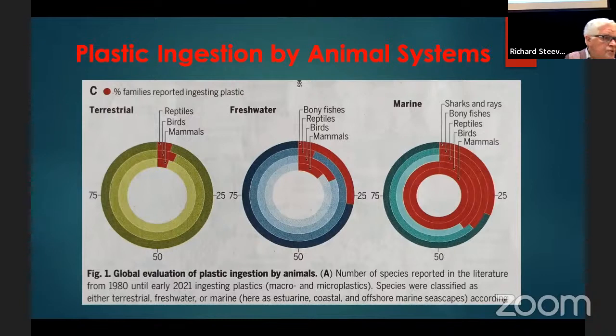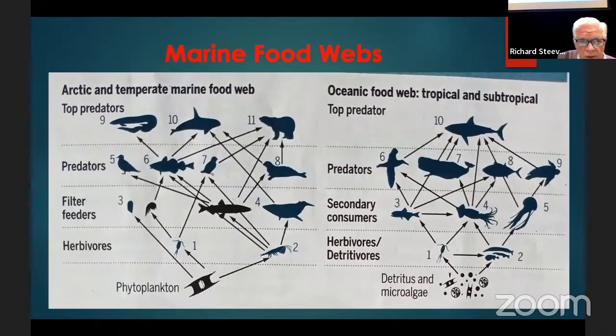I think you've seen pictures of birds, particularly seabirds, who pick up this sort of thing, and then they can't swallow anymore. Their swallowing mechanism is totally interfered with by the massive amount of plastic in the crop, and they just starve. Just tragic. So here we see marine food webs.